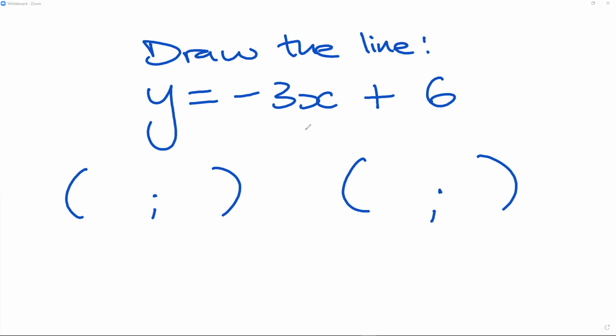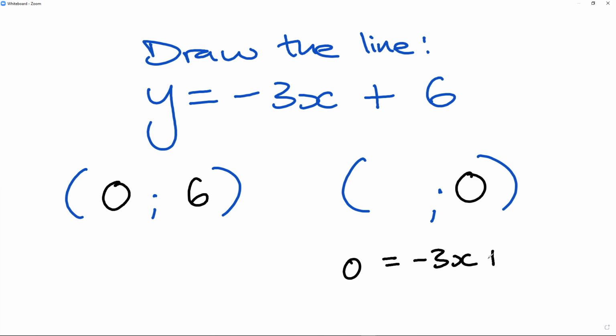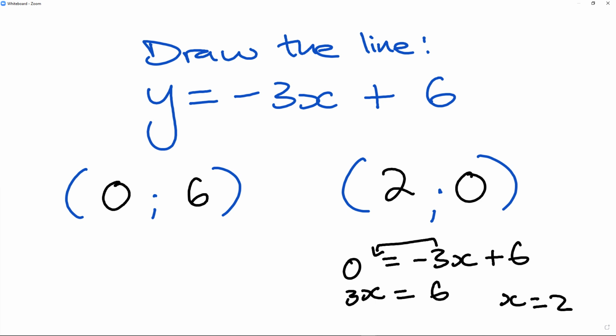Alright, the first thing here we're going to do is make x equal to 0 and y becomes 6. 0 times anything is 0, plus 6 is 6. When I make y equal to 0, I get negative 3x plus 6. If I move this over, it becomes positive 3x. Now, 3 times what gives you 6? 2, right? 3 times 2 is 6. This is going to be 2 and 0.